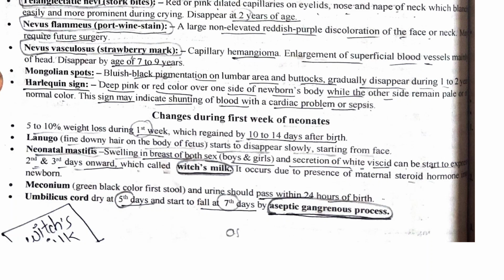Neonatal mastitis: swelling in the breast of both sexes, boys and girls, and a secretion of white viscid fluid can start to express from the second and third day onward, which is called witch's milk. It occurs due to the presence of maternal steroid hormone in the newborn. Meconium: green-black colored first stool, and urine should pass within 24 hours of birth. Umbilical cord: dries by the 5th day and starts to fall off in 7 days by an aseptic gangrenous process.